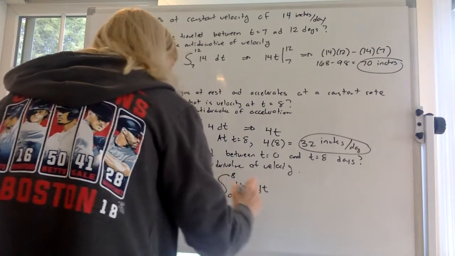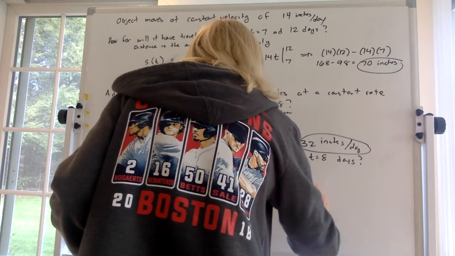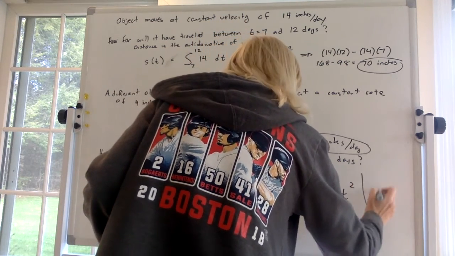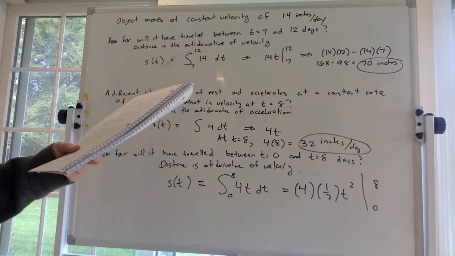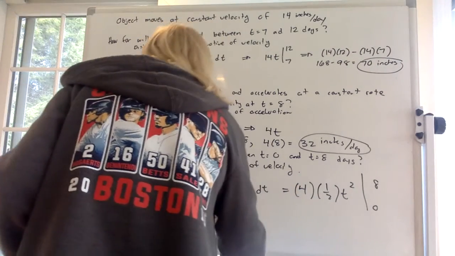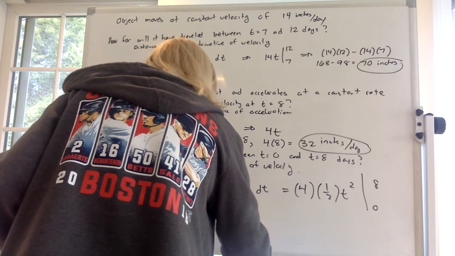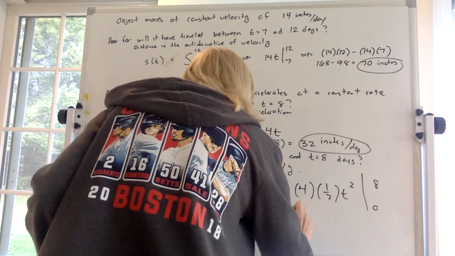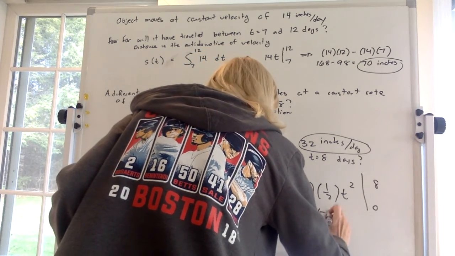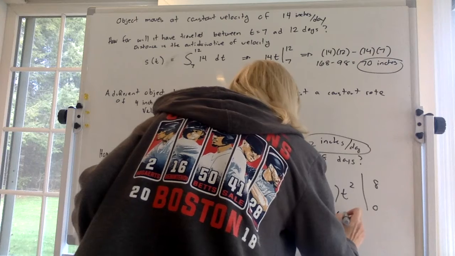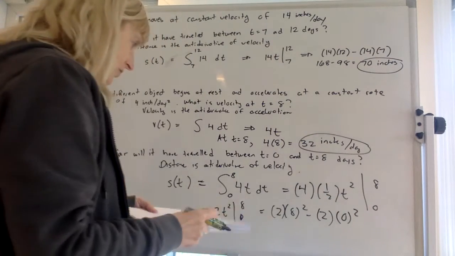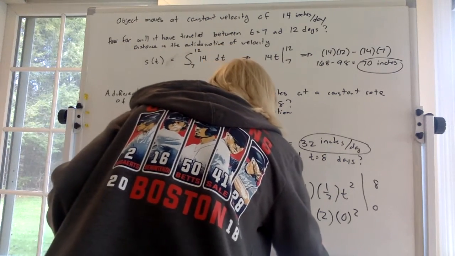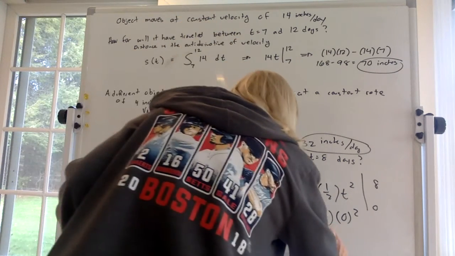So what do we got to do? We got to do 4 times what? 1/2 t squared between 0 and 8. Is that right? So that comes out to 2t squared between 0 and 8. So what's that equal to? 2 times 8 squared minus 2 times 0 squared. So that's 0, so it's 2 times 8 squared. That's 2 times 64. It's 128. What is it? It's distance. It's inches.